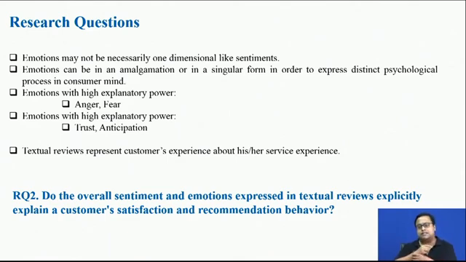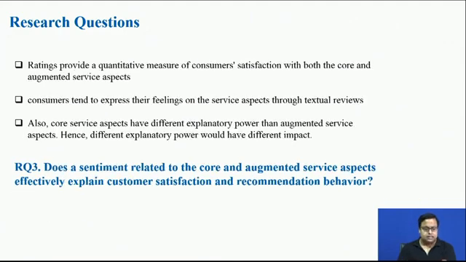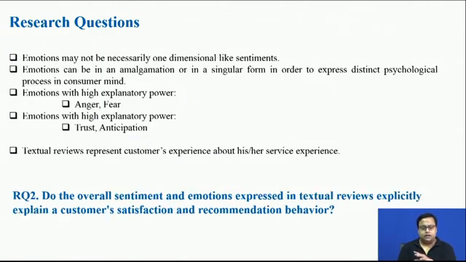So, till now we have discussed how I find out the overall sentiment from a text using NRC or Bing or any library. But here I am discussing how to find out the aspect-wise information. So, this is: do the overall sentiment and emotions explain textual reviews, and the next research question is does the sentiment relate to a core and augmented aspect. These are the two things that we are trying to find out.